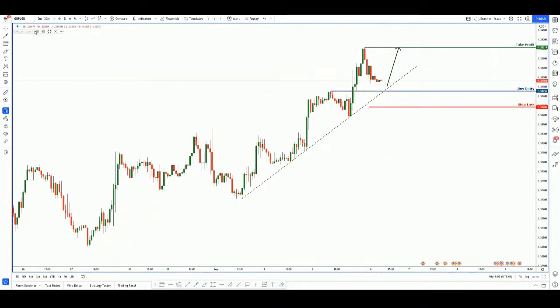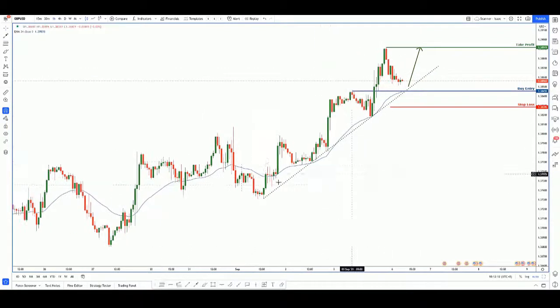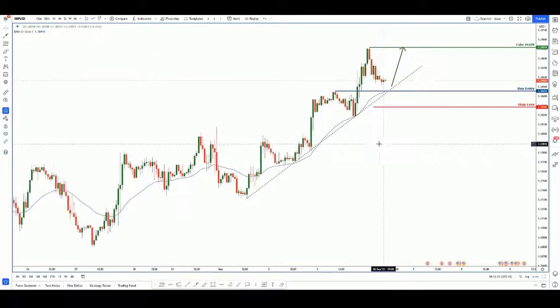And last but not least, we can also include a moving average, and we see that price is holding nicely above the moving average. In an uptrend, every time price comes down to the moving average, it bounces. So if price comes back down here, we can expect it to touch the moving average and bounce once more.